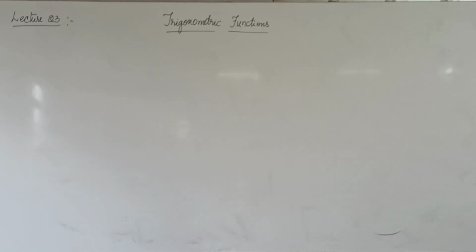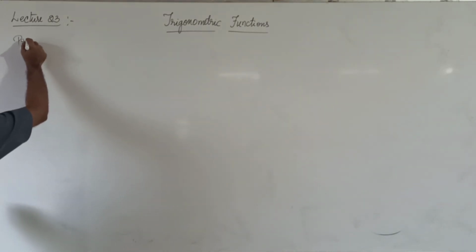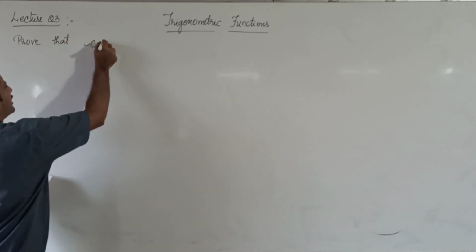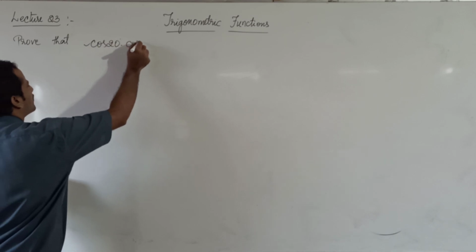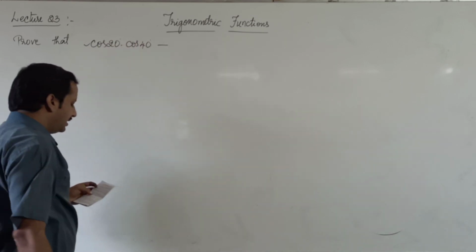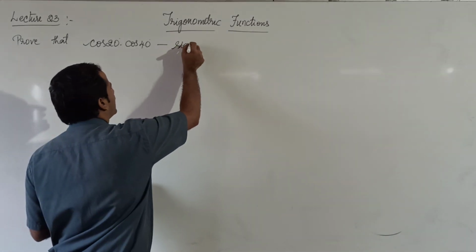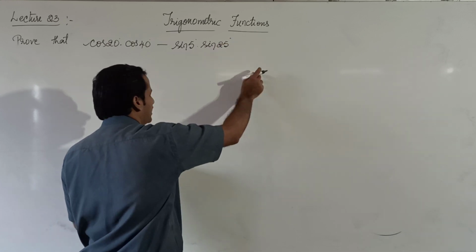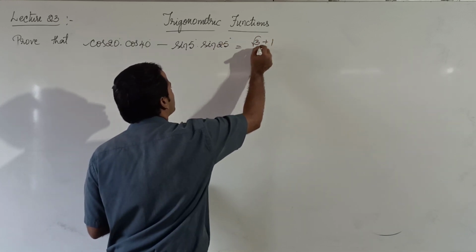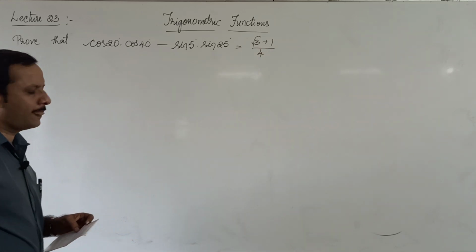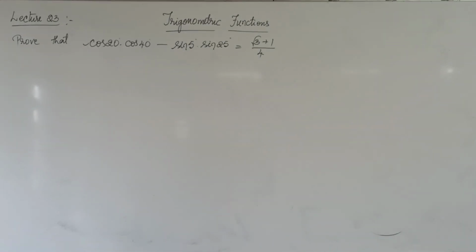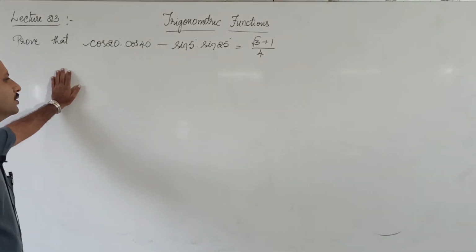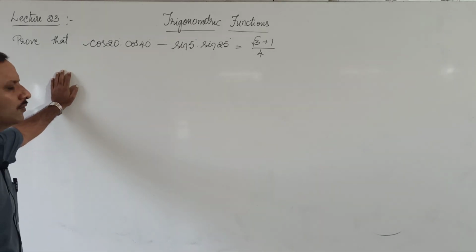Okay, let me take this question. Prove that cos 20 degree into cos 40 degree minus sin 5 degree into sin 25 degree is equal to (root 3 plus 1) by 4. Okay, good. So that cos 20 degree into cos 40 degree minus sin 5 degree into sin 25 degree is equal to (root 3 plus 1) by 4.